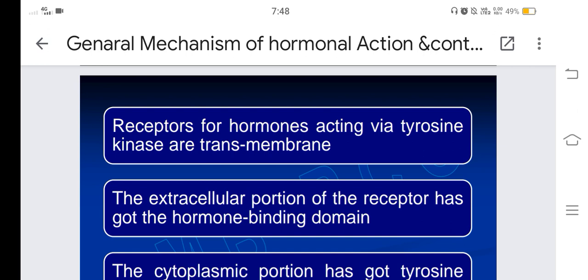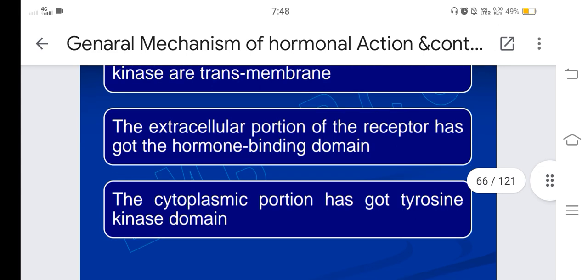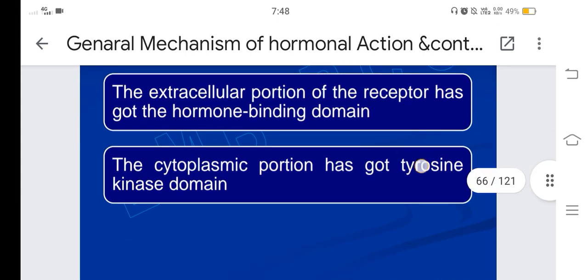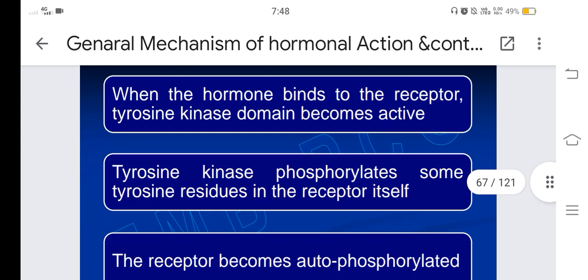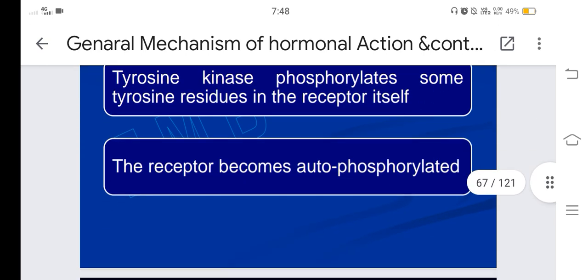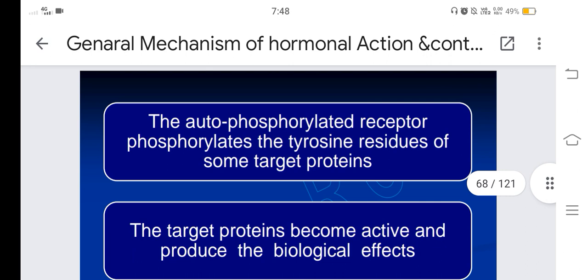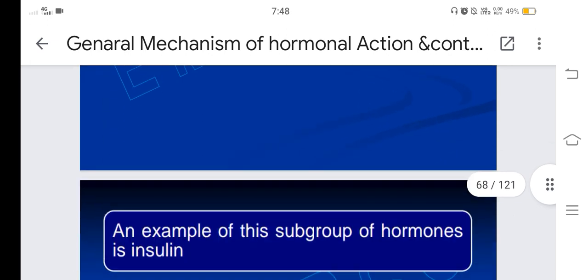Receptors for hormones acting via tyrosine kinase are transmembrane. The extracellular portion of the receptor has the hormone binding domain. The cytoplasmic portion has the tyrosine kinase domain. When the hormone binds to the receptor, the tyrosine kinase domain becomes active. Tyrosine kinase phosphorylates some tyrosine residues in the receptor itself. The receptor becomes autophosphorylated. The autophosphorylated receptor phosphorylates the tyrosine residues of some target proteins. The target proteins become active and produce the biological effects.